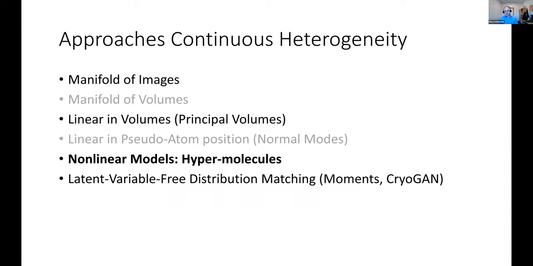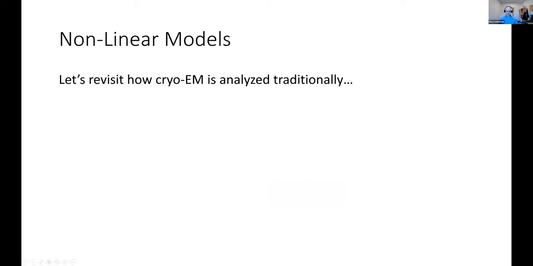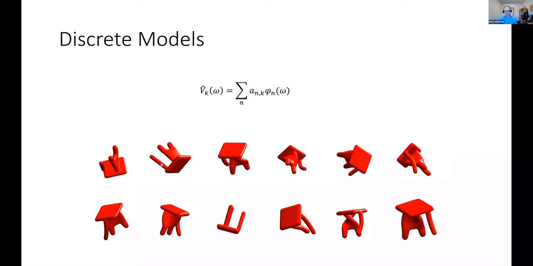The next thing I want to talk about is these nonlinear models. I call them hypermolecules. And to get to them, let's revisit the way we analyze cryo-EM traditionally. We said what we have is these K independent volumes, each one representing a different conformation, maybe discretized from this continuum of conformations. And each one of them is some kind of basis functions with different coefficients.